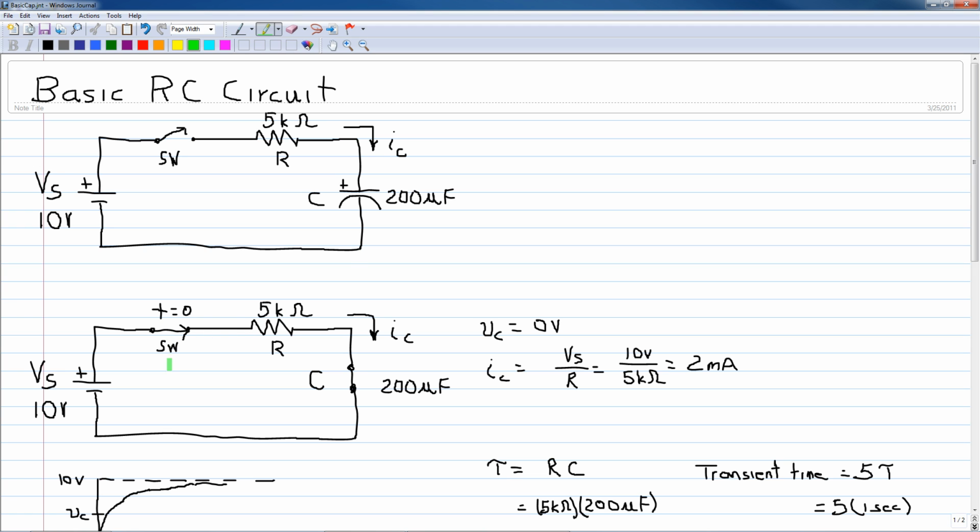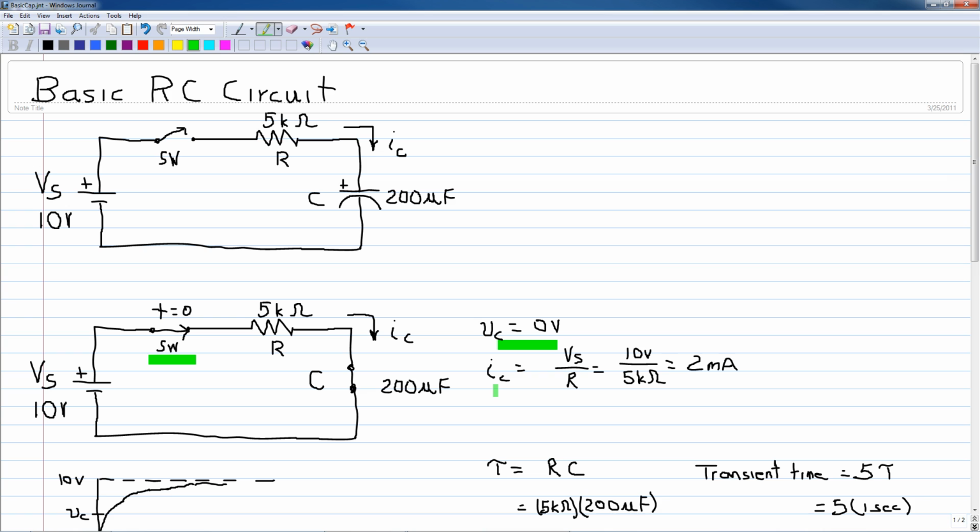Initially, when this switch is closed, the capacitor acts like a short circuit and begins to charge. Thus, for initial values, the initial voltage across the capacitor, since it is a short circuit, is 0 volts.